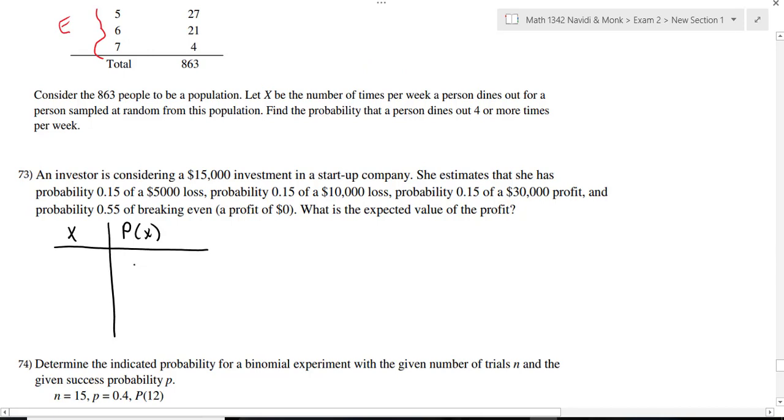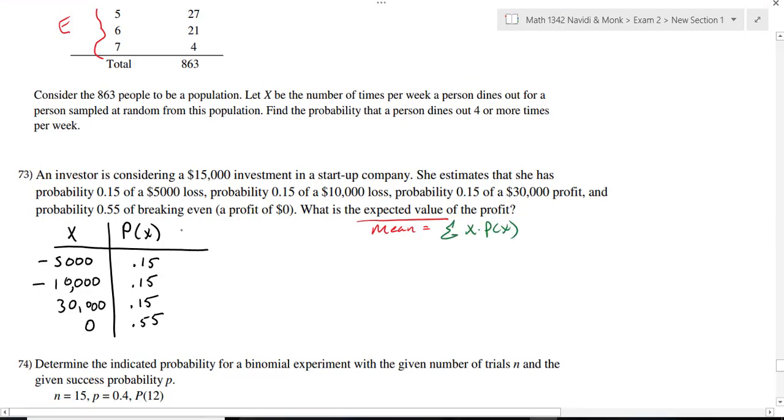So a probability of 0.15 of a $5,000 loss. Because it's a loss, x has to be negative. A probability of 0.15 of a $10,000 loss. And a probability of 0.15 of a $30,000 profit. That one's positive because it's a profit. And a probability of 0.55 of breaking even, where you have 0 profit. The expected value is another name for the mean. And the mean is just the sum of x times p of x.